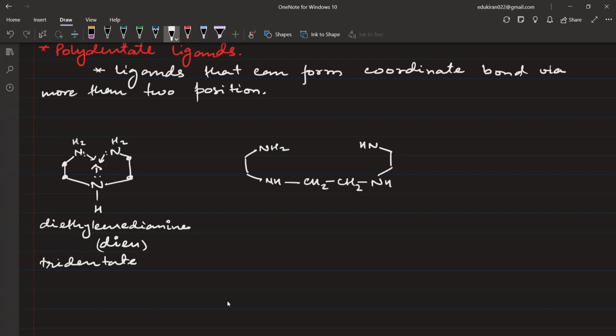So here you have this nitrogen atom, this nitrogen atom, this nitrogen atom, this nitrogen atom. So it can have 1, 2, 3, and 4. So please write this triethylene tetraamine. How do we write it? We write it as trien.